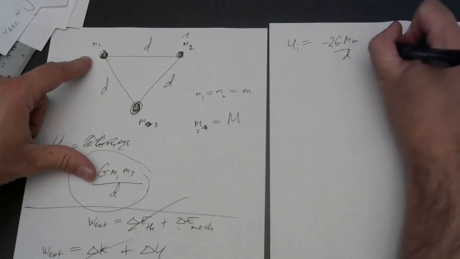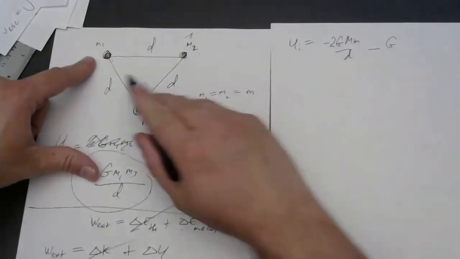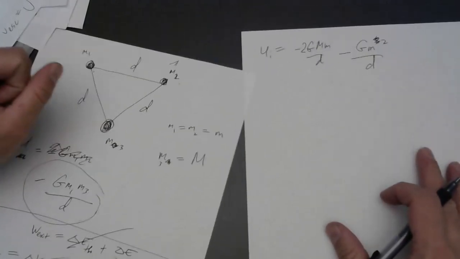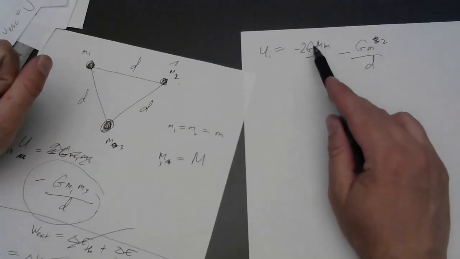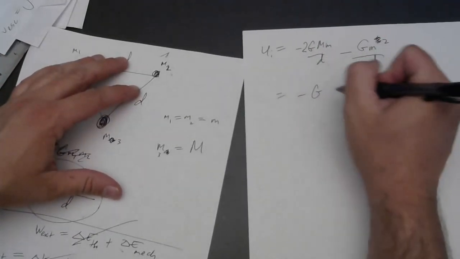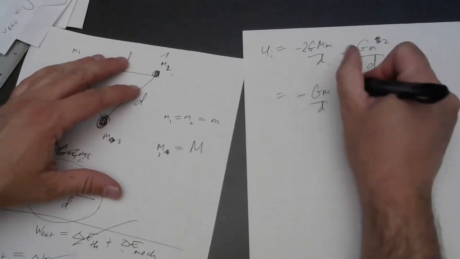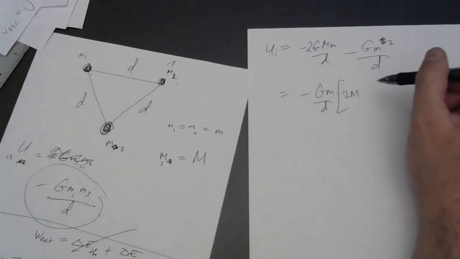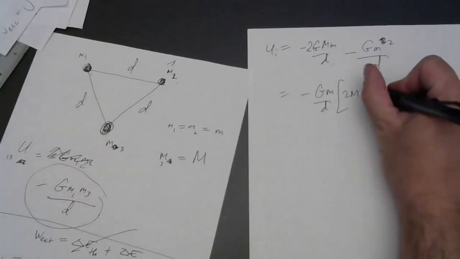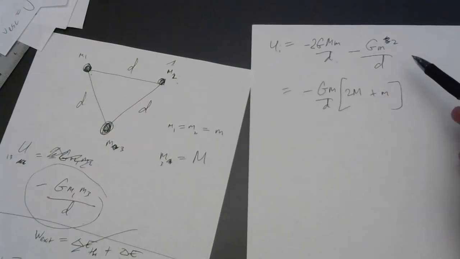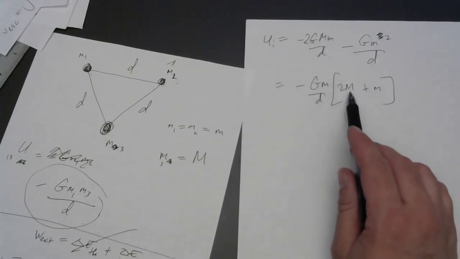And then the last pair, negative G m m over r, my masses are little m and little m, so little m squared over d. So for this particular problem, I could factor out G and d and negative one. I think I'll do that. So that's negative G little m over d. And then the first term, I've got a 2 big M. And the next term, I've got a plus little m. Right, I'm just factoring things out to make this a little simpler. That's a little m, that's a big M.